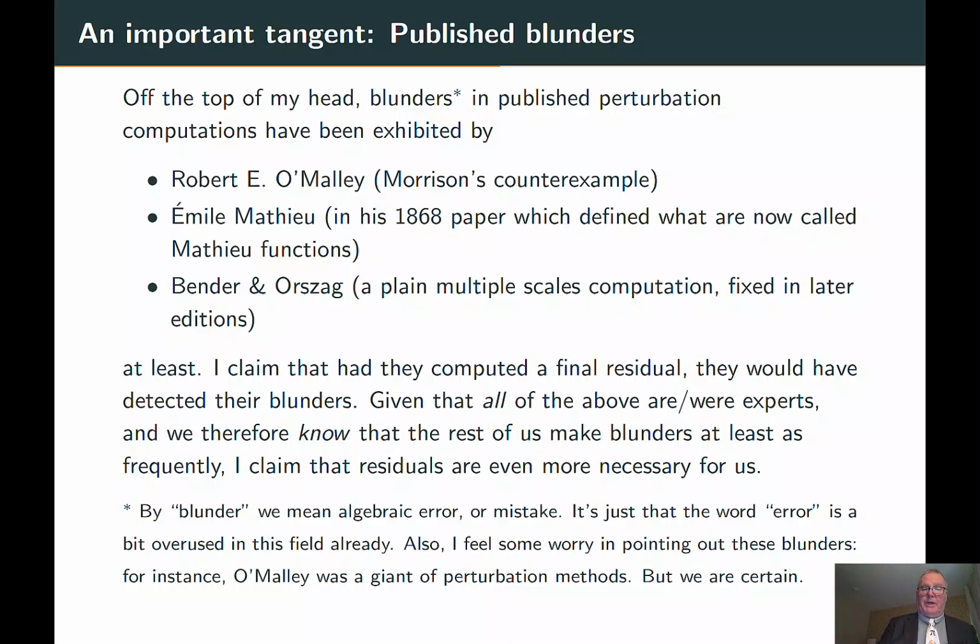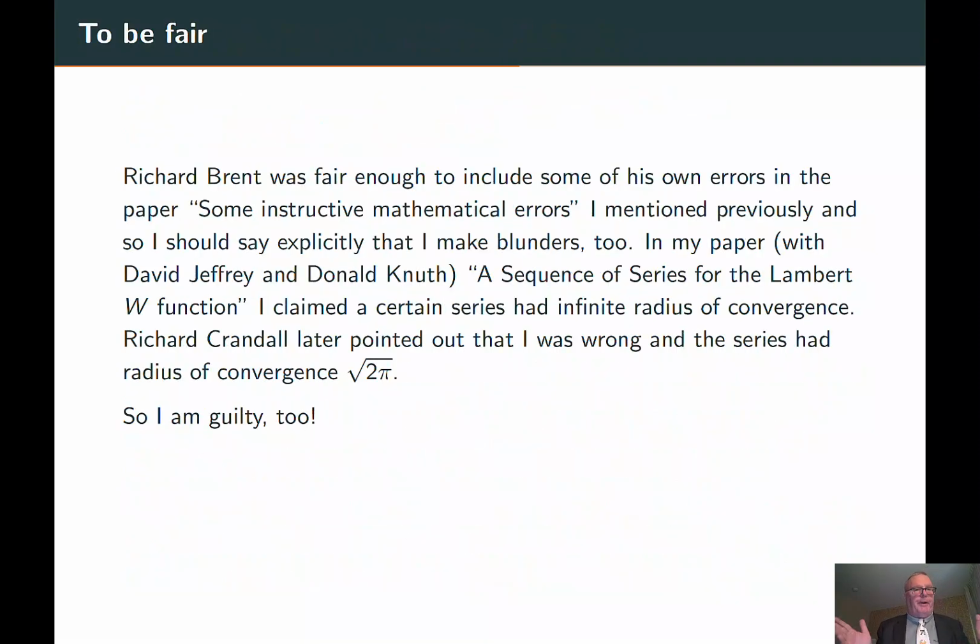A blunder is just an algebraic error, like dropping a factor of 2 or something. To be fair to those people, I'm not saying, you made errors, ha ha ha. No, I make errors too. Richard Brent, in his paper that I mentioned before, some instructive mathematical errors, was fair enough to include some of his own errors in that paper. And so I should say that I make blunders too. I wouldn't be human if I didn't.